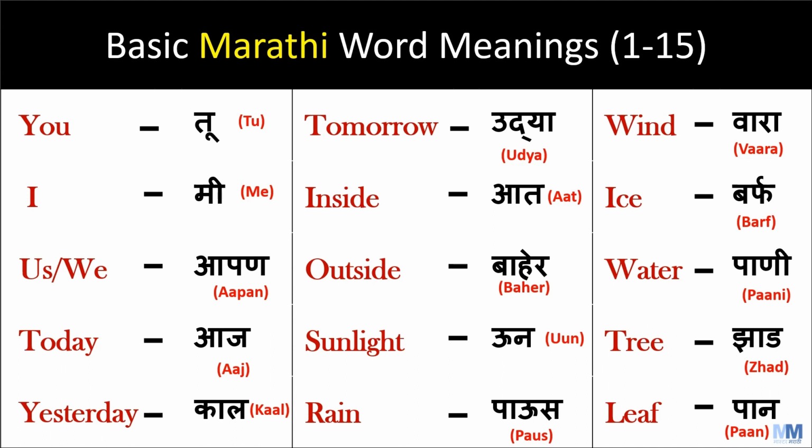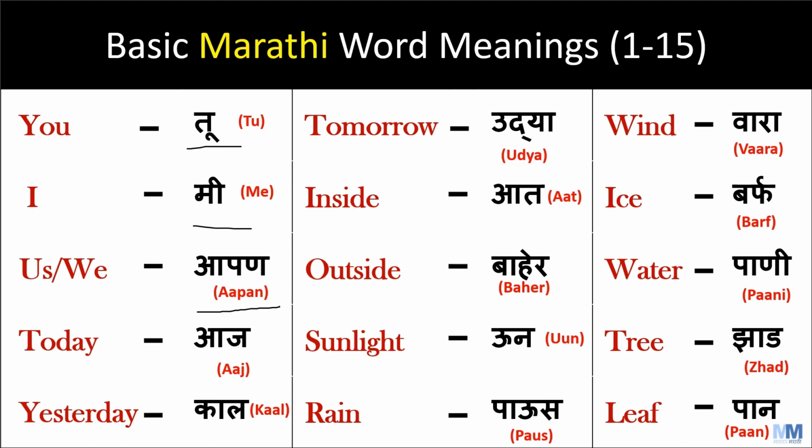We'll first see the English word and what's the meaning of that word in Marathi. Total we are going to learn 30 Marathi words. So let's start. First is you. You we say tu in Marathi. I it's me. Us or we it's आपण.